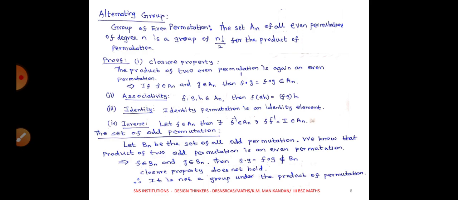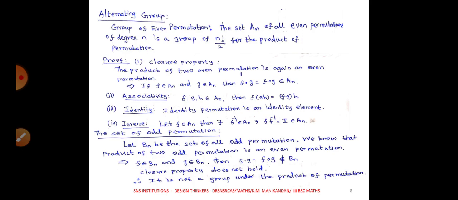So we check the closure property, associativity, identity and inverse property. The product of two even permutations is again an even permutation, so the closure property is verified. If f belongs to An and g belongs to An, then f dot g equal to f composite g also belongs to An. Check the associativity easily: take three permutations f, g, h belonging to An, then f of gh is equal to fg of h. The associativity property is verified.